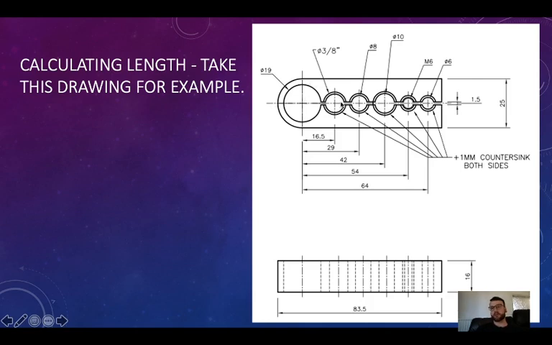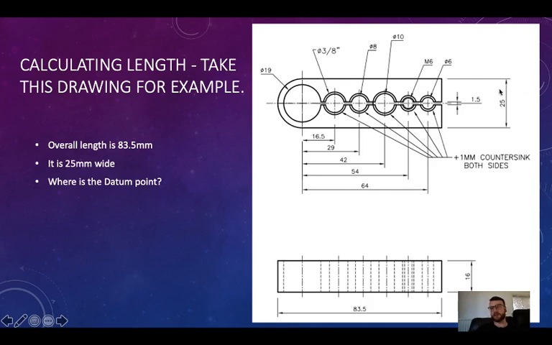We're also not given the distance from the edge to this line here, but as you can see on the drawing it's a centre line, which means it's in the middle of this 25 here. We're not given the radius on the end either. So the overall length is 83.5mm, it's 25mm wide. So where is this datum point?